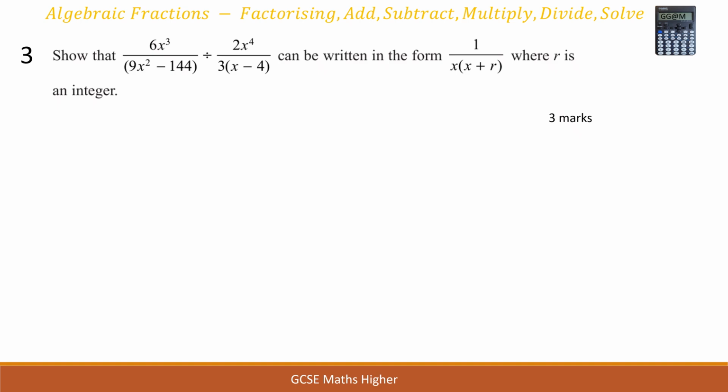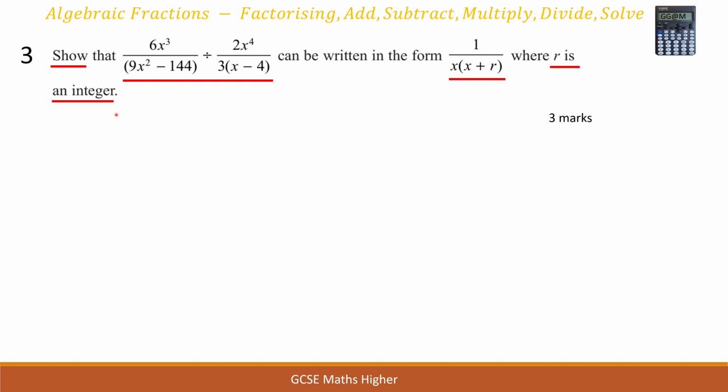This is an algebraic fraction question with division in. So again, you've been told what the question is. You've got to show that this expression can be written in the form 1 over x(x + r). Again, r is an integer, which just means a whole number. Press pause, have a go at using your rules of fractions to work out the answer. Press play when you're ready to hear the answer.